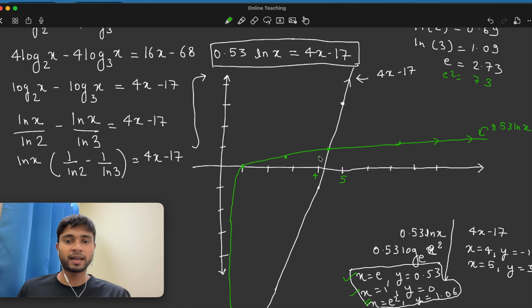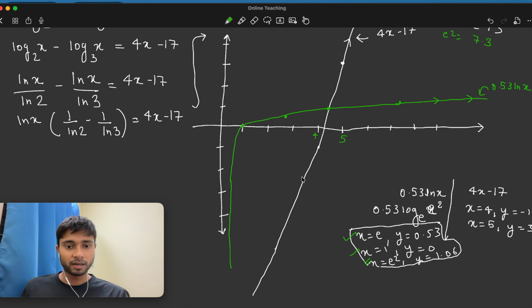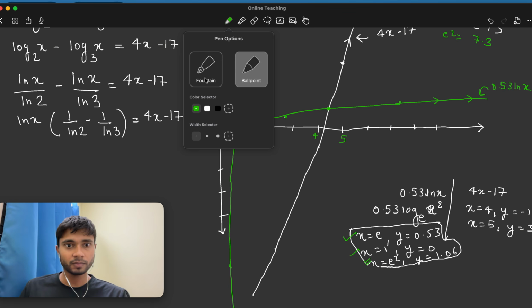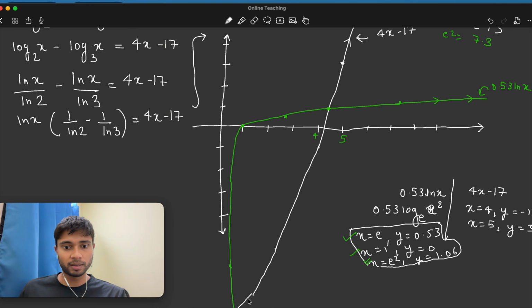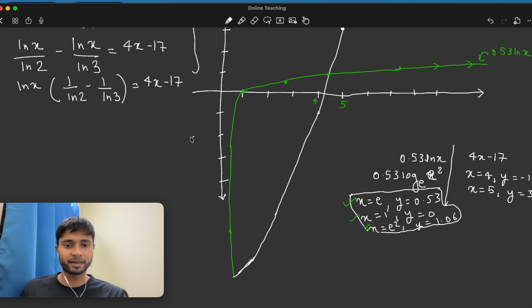We can see what the exact value is. Also, one thing we can see is that if we go more down, somewhere near 0 as well, these two curves will intersect. These two trajectories, basically. This is also one of the solutions.